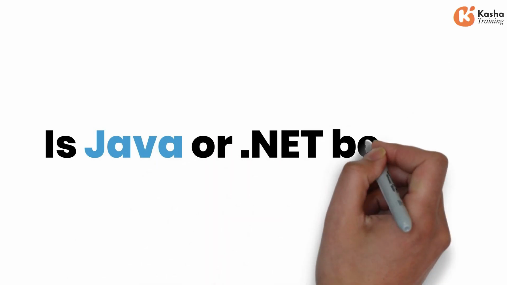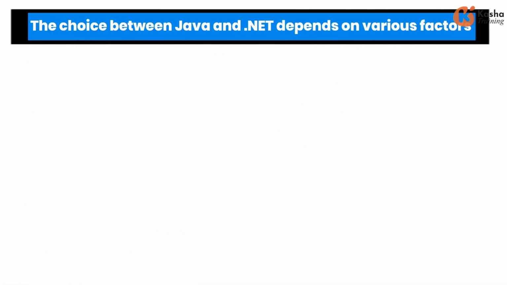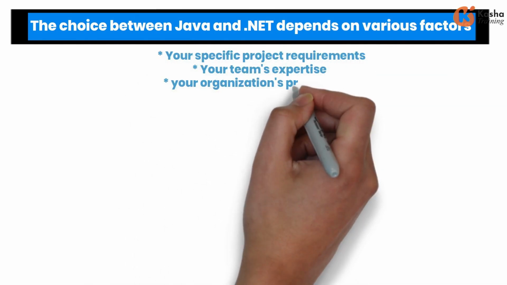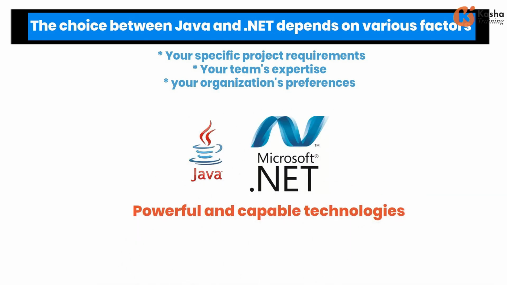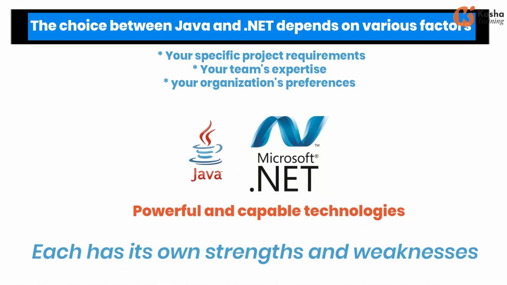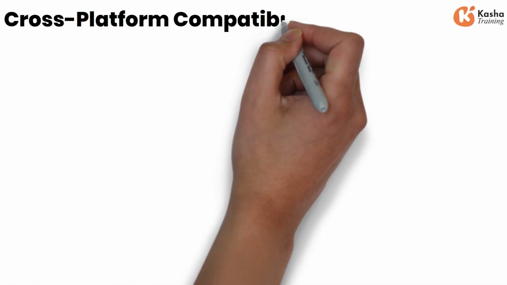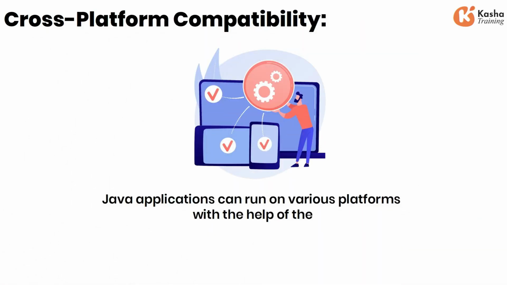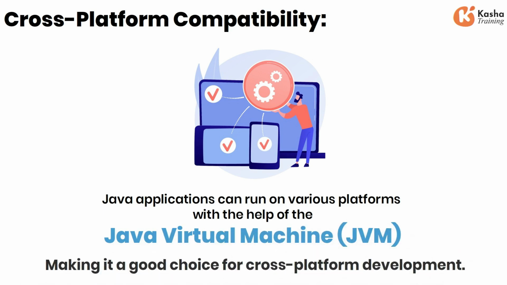Is Java or .NET better? The choice between Java and .NET depends on various factors, including your specific project requirements, your team's expertise, and your organization's preferences. Both Java and .NET are powerful and capable technologies, and each has its own strengths and weaknesses. Here are some considerations to help you decide. Java. Cross-platform compatibility. Java applications can run on various platforms with the help of the Java Virtual Machine, JVM, making it a good choice for cross-platform development.